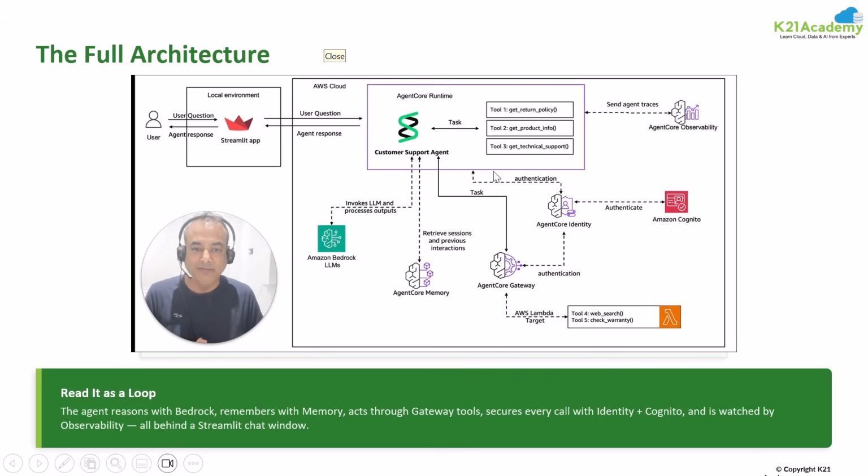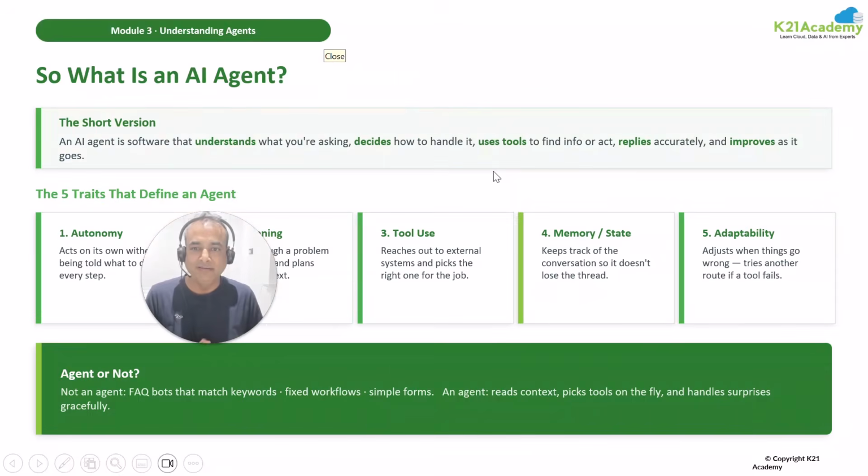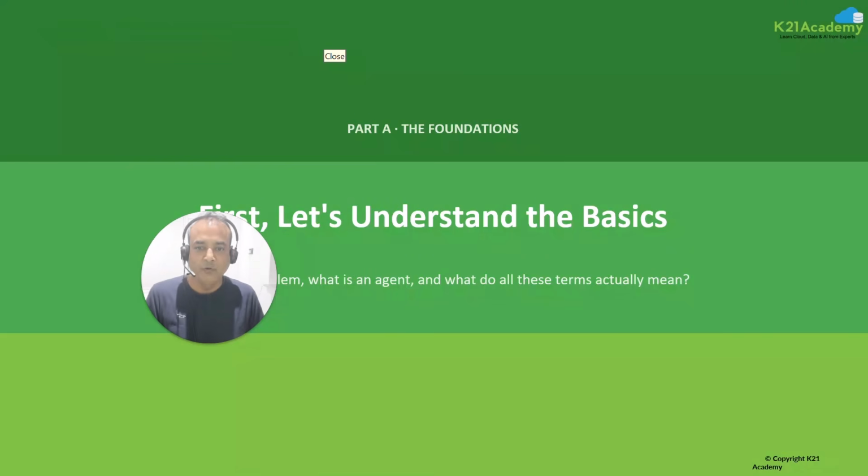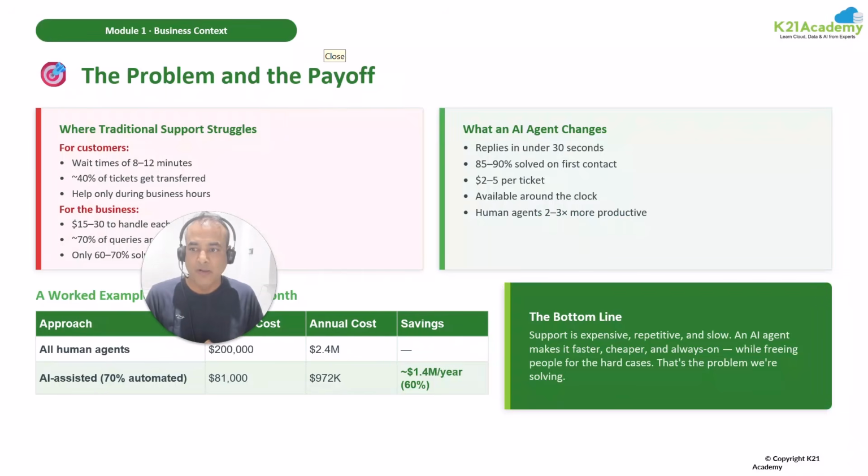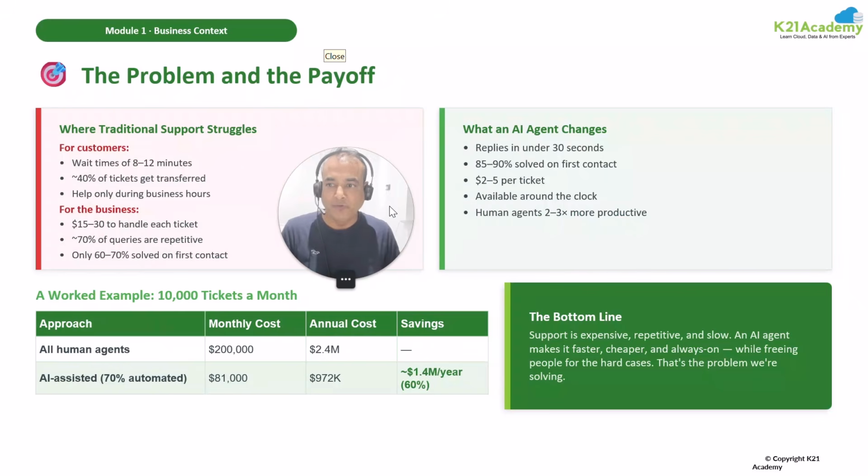So let me go back. This is what the architecture looks like, but let me go back and start with what exactly this is, so that we understand it a little bit better. First of all, the business problem we're going to solve is this: traditionally, you have customers who come to the website and interact with a human, or even if a chatbot comes, there are limitations. Typically they wait 8 to 10 minutes, 40% of the tickets get transferred, and support is only available during business hours. For businesses, this costs $15 to $30 to solve each problem.